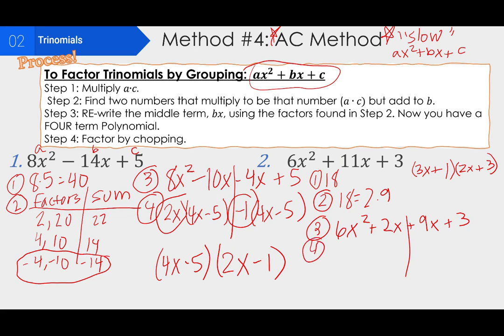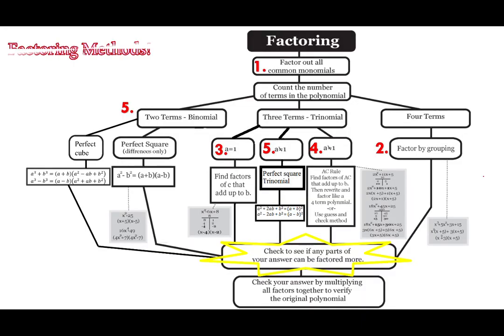Step 4 is to group it, so I'm going to factor out 2x, 3x plus 1, and here I'm going to factor out a positive 3. So I factor out the 3x plus 1, and my leftovers are 2x plus 3 in the other parentheses. There you go.